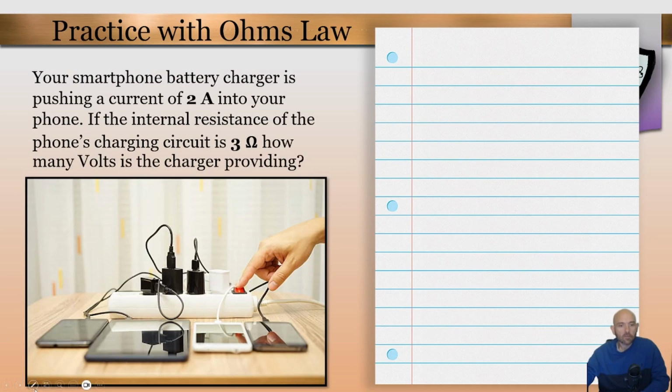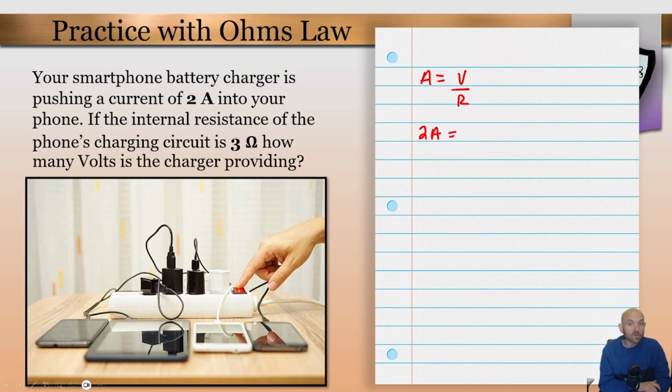On this slide, we are asked to use the Ohm's law formula again, but this time in a little bit different manner. We're being asked to solve for volts instead of for amps. The problem reads, your smartphone battery charger is pushing a current of 2 amps into your phone. Since the formula for Ohm's law says that amps is equal to voltage divided by resistance, we may want to go ahead and plug in 2 for the amps.